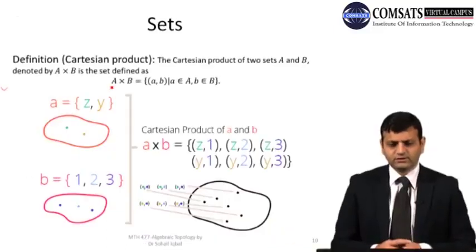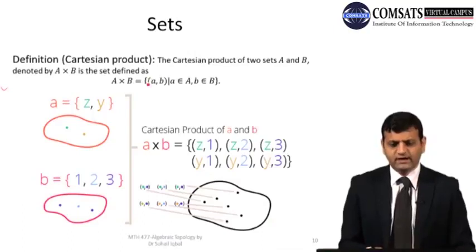Cartesian product. So the Cartesian product of two sets A and B, denoted by A cross B, is defined as the set of ordered pairs (a, b), where a belongs to capital A and b belongs to capital B. So in other words, it's the collection of all ordered pairs where the first element or the first coordinate belongs to A and the second coordinate belongs to B.